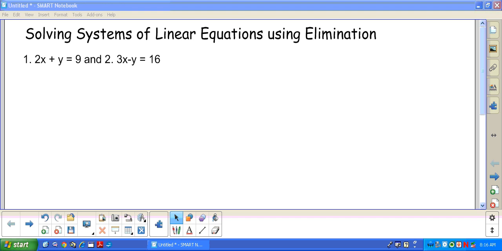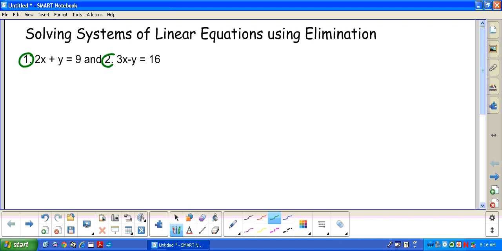Today we are looking at the third method for solving systems of linear equations, which is the method of elimination. In the method of elimination, we are going to be adding or subtracting the two linear equations together so that we will eliminate one variable, which will leave us with a value for the other. Whether we add or subtract will depend on the equations that we have. And remember, the end result will be the point of intersection between line 1 and line 2.